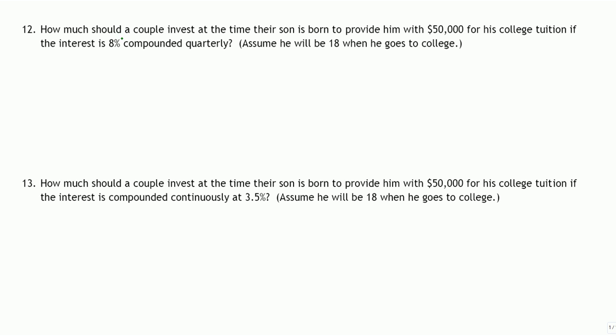How much should a couple invest at the time their son is born to provide him with $50,000 for his college tuition? So this is the future value, A, for his college tuition. If the interest is 8%, so r is 8 divided by 100, decimal 0.08, compounded quarterly, that means n equals 4 because there are 4 quarters. Assume he will be 18 when he goes to college, so 18 is the time, 18 years.